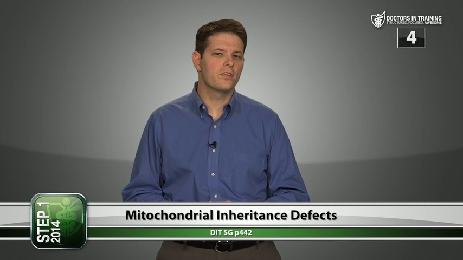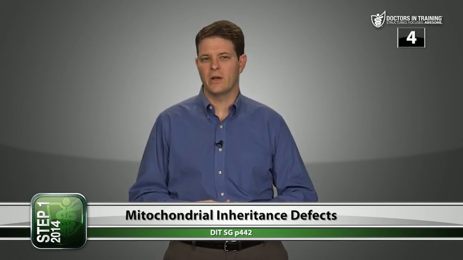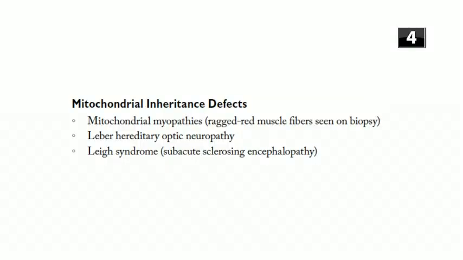Let's look at number 4 in your study guide for just a moment and talk briefly about a couple of examples of mitochondrial inheritance defects. There are the mitochondrial myopathies, which are associated histologically with ragged red muscle fibers on biopsy. Then there's something called Leber hereditary optic neuropathy, and there's Leigh syndrome, which is a subacute sclerosing encephalopathy. Now, these aren't super high yield, but I wanted you to see some examples of diseases that exhibit this mitochondrial inheritance. I also have a couple of pedigrees for you to practice with.